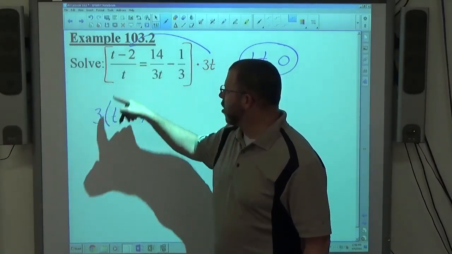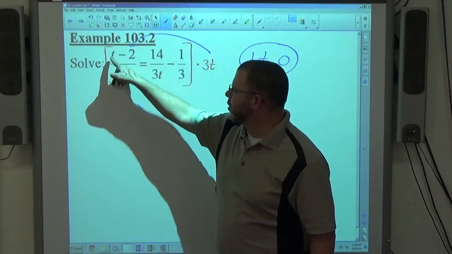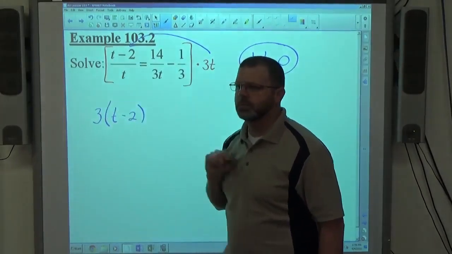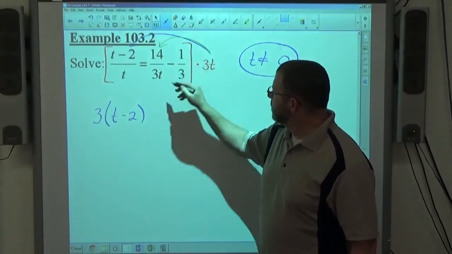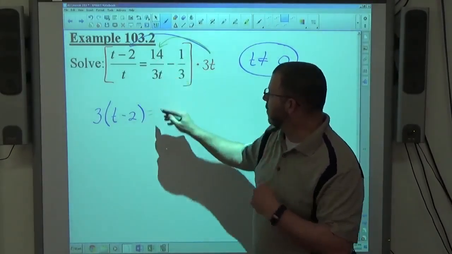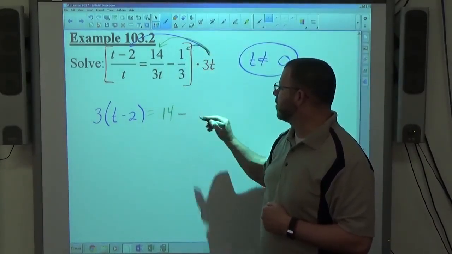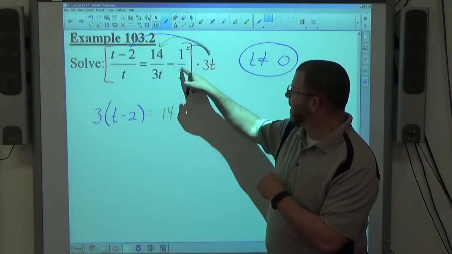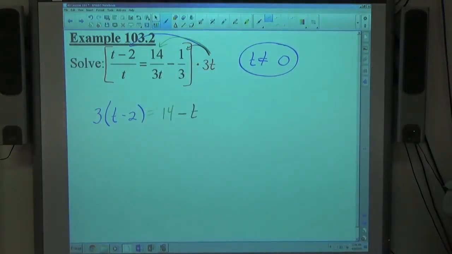Since the top is a binomial, that quotient, 3t divided by t is equal to 3, has to multiply not just by t, but also by minus 2. When I do this times this, equals, of course, right? 14. 3t divided by 3t is 1 times 14 is 14. When I do this times this, it's going to be minus because opposite signs. 3t divided by 3 is t times 1 is t. So once again, by multiplying by the least common denominator 3t, I've successfully gotten rid of all fractions.